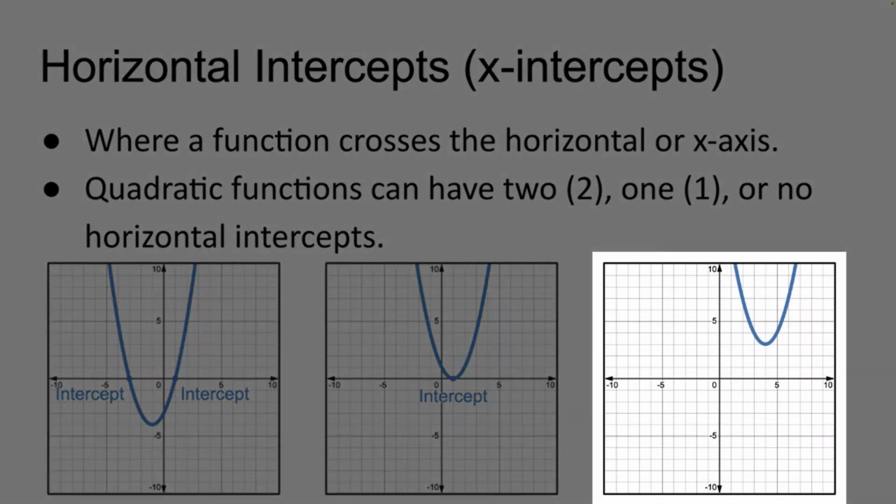And finally, the third graph on the right-hand side is completely above the horizontal axis. Since it never intersects the x-axis, there are no horizontal or x-intercepts.